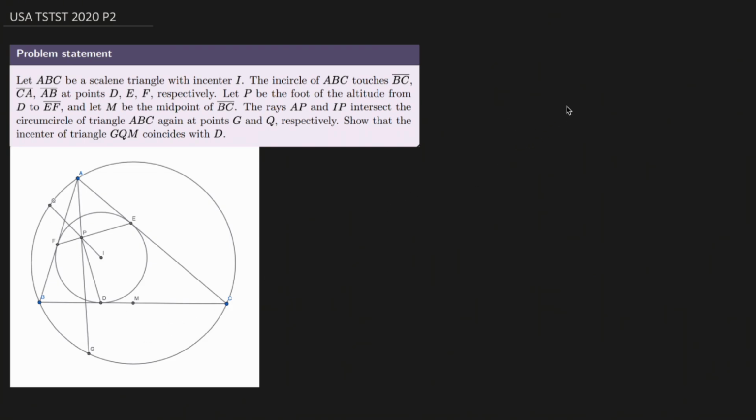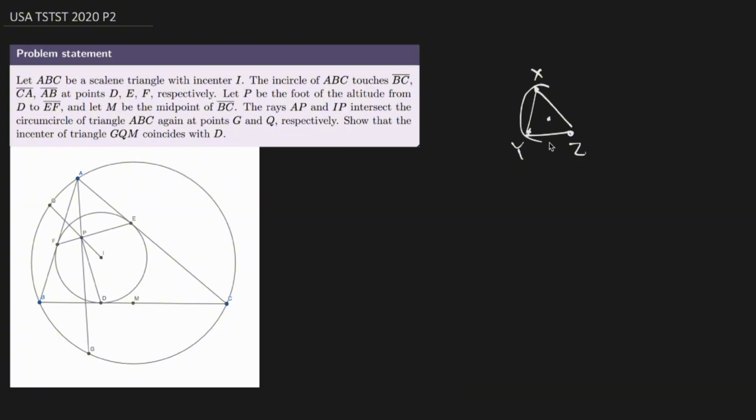Okay, so let's recall some incenter properties. If we just have a triangle XYZ and its incenter I, well, we know that the incenter lies on the angle bisectors of all three of its angles. But if we look at this figure here, for example, if we were to find the angle bisector of GQM or QGM and prove that that intersects D, that wouldn't be really nice because it's quite difficult to find something like that. So maybe we should look for an alternative definition of the incenter.